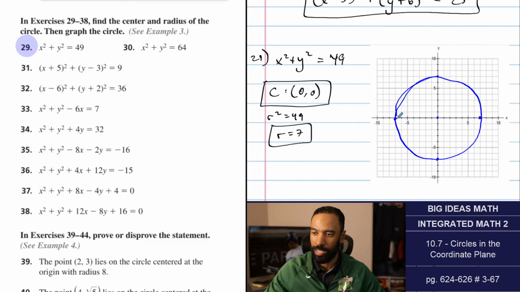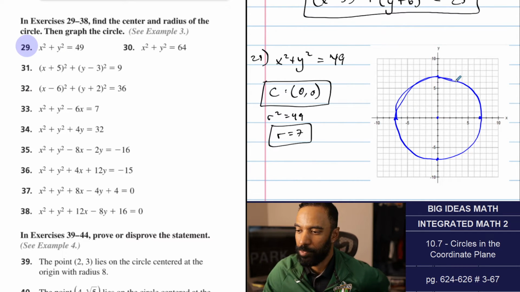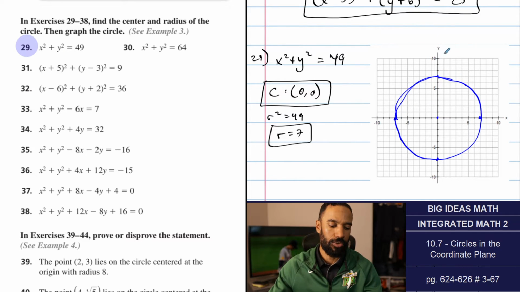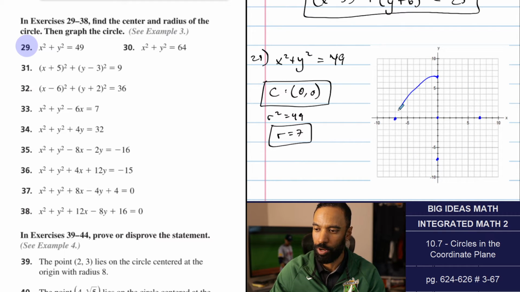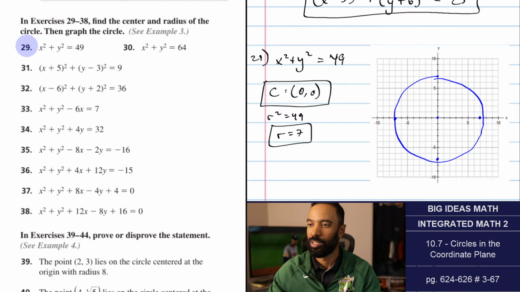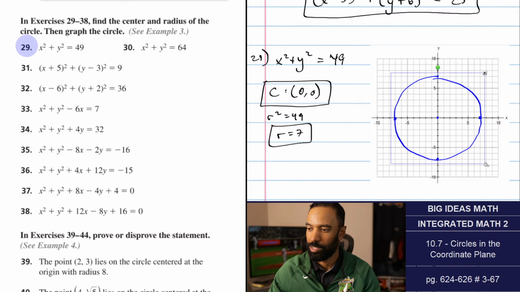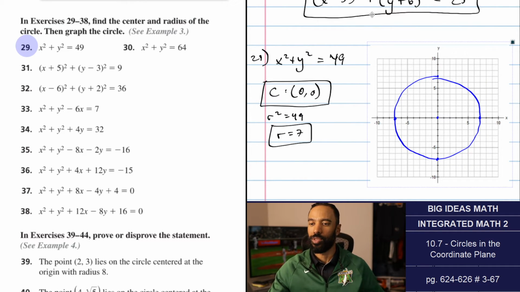Not so lemon-like. Some students tend to do something more like this. Not quite a circle, right? So, much more arc to it, please. Fatten that thing out. Sorry if I missed. I totally did. There we go. Okay, so that's number 21.